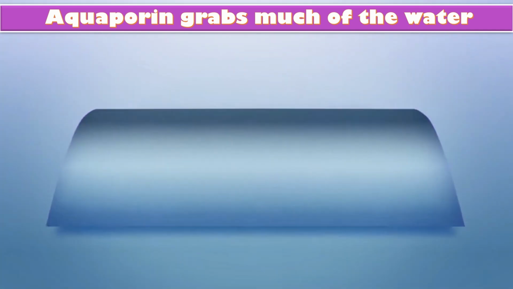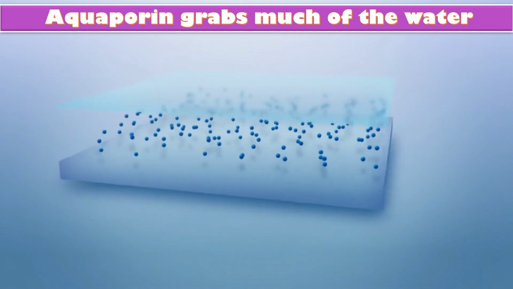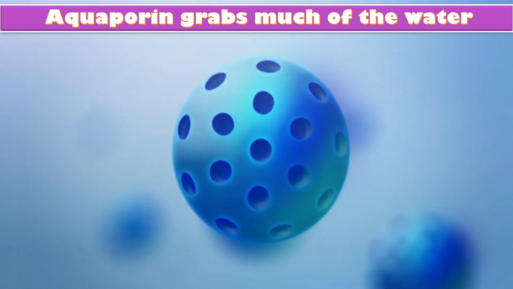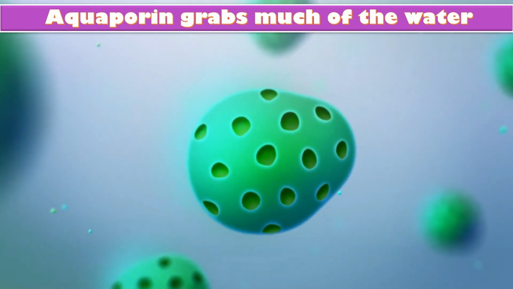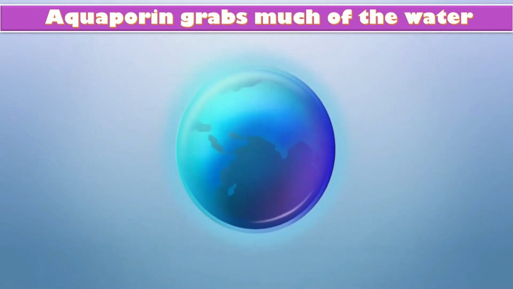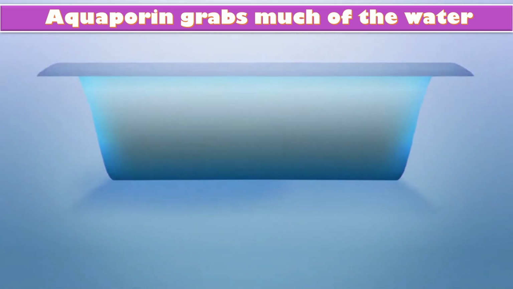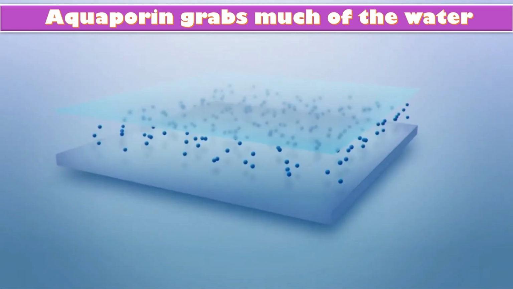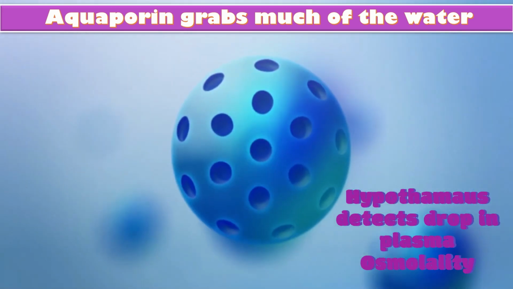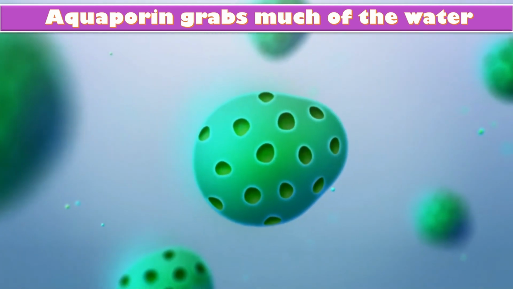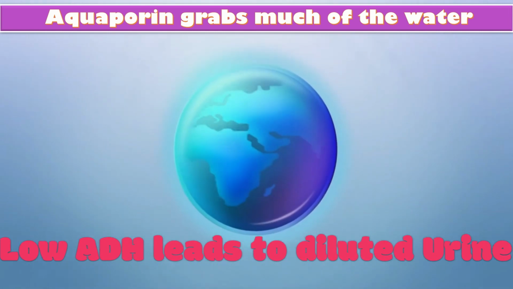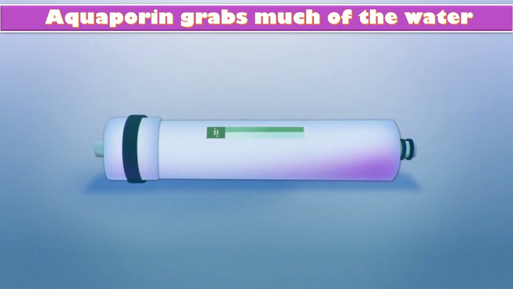Now, when we drink a glass of water and that water is absorbed into the blood, the plasma osmolality drops, which means that the body is diluting the blood with that water. That means there is more water for all those blood cells to bounce around in. The part of the brain called the hypothalamus sees this drop in plasma osmolality and tells the pituitary gland to slow down the release of ADH. So low ADH leads to lots of diluted urine, which brings our plasma osmolality back to normal.